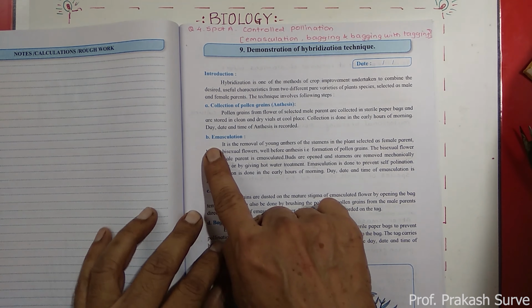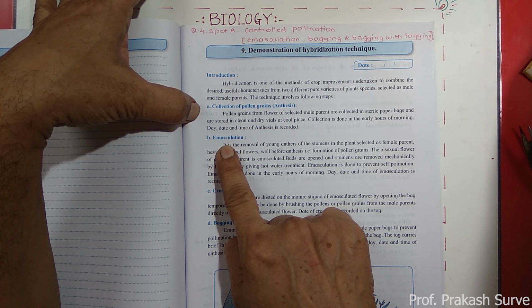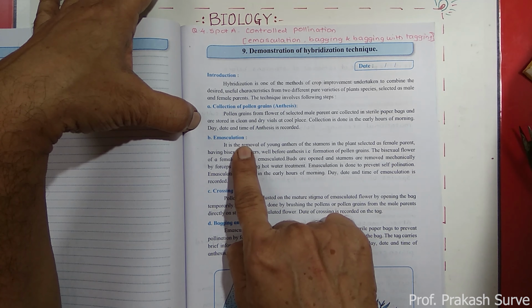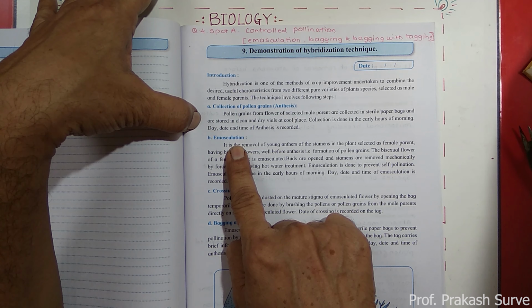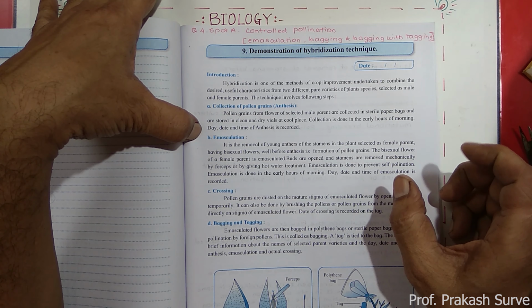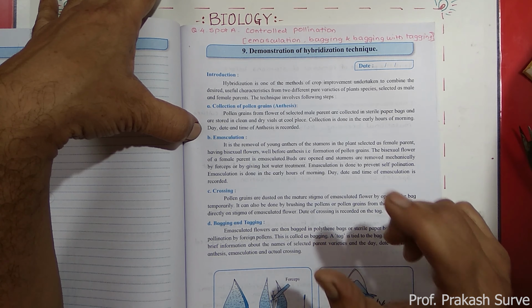First, emasculation. Emasculation, as you already learned in the theory part, is the removal of the anthers, the male parts, before the anthesis. Removal of the anthers before the anthesis means removing the anthers before the flower opens. That is called emasculation. So we remove the male part from the flower, and the flower will then be unisexual with only the female parts.